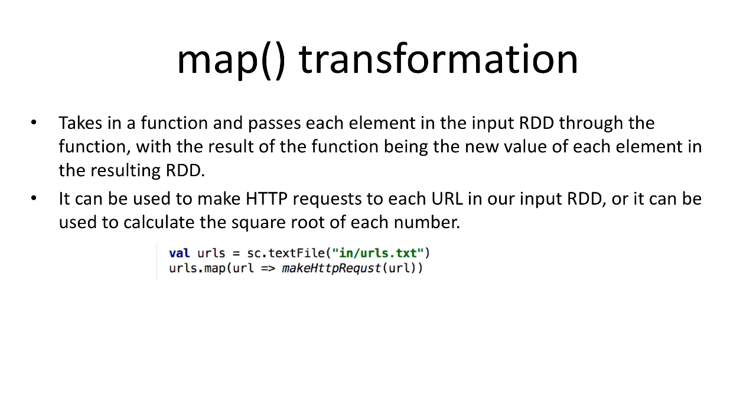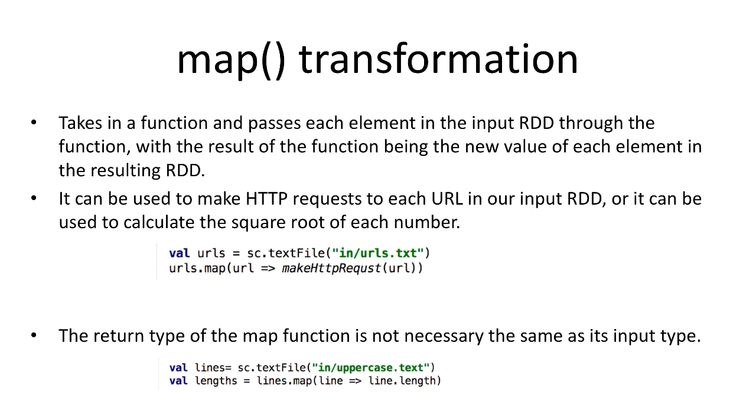It is worth noting that the return type of the map function is not necessarily the same as its input type. Take a look at the following example. We have an RDD of strings, and our map function parses the strings and returns an integer, which is the length of the string. Our input RDD type would be a string RDD, and the resulting RDD would be an integer RDD.